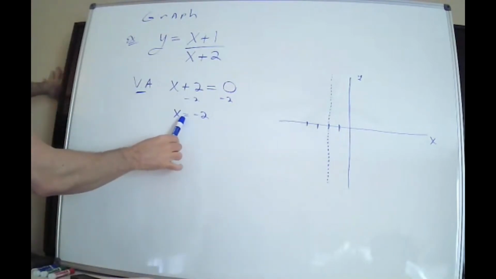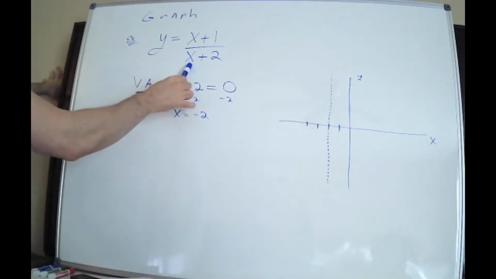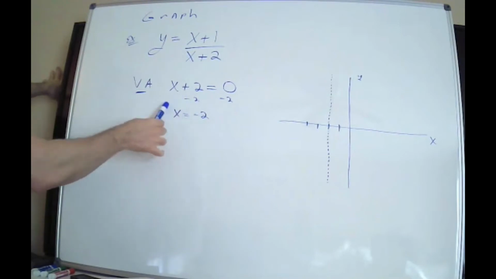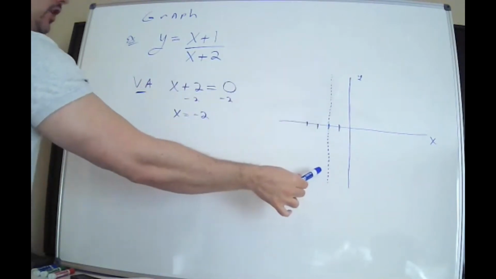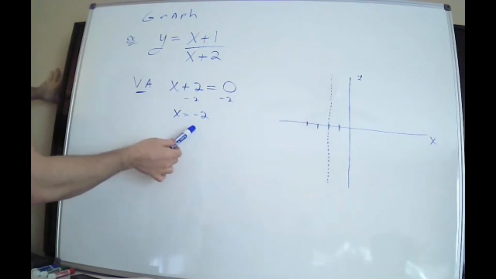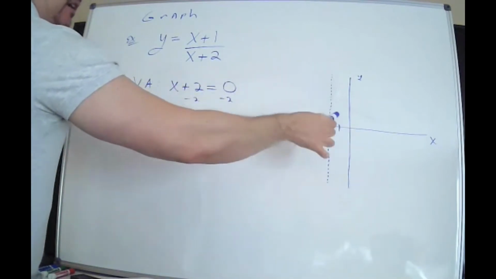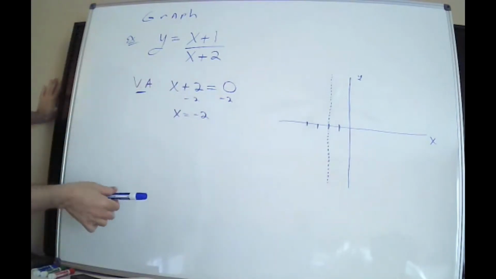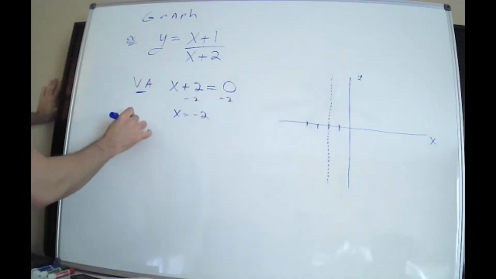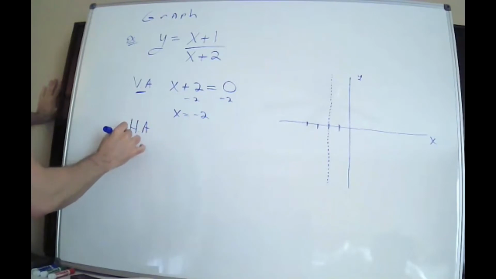You can never plug this number into this function because it makes the bottom into 0. So this is not in my domain. So this is how I tell people looking at the picture, you can't use this. I can never cross that. If you cross this, it means that you were able to plug -2 in and get a value, but you don't. Now I need the horizontal asymptote.